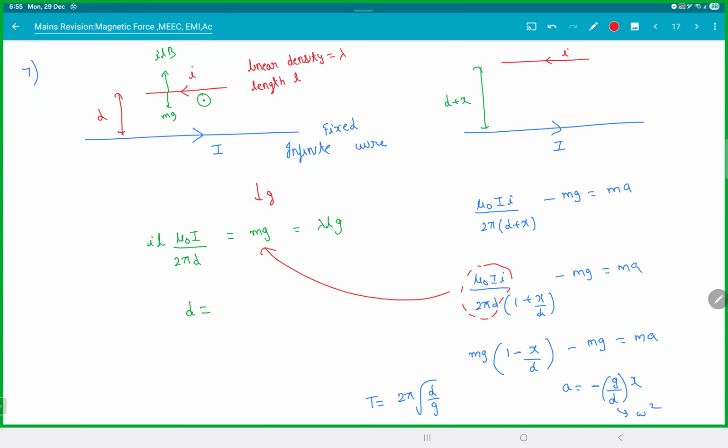Clear with this? That's the time period for small oscillations. I would have asked you that question directly without asking equilibrium. You need to find that anyway. Because x is small, you can do the binomial approximation.